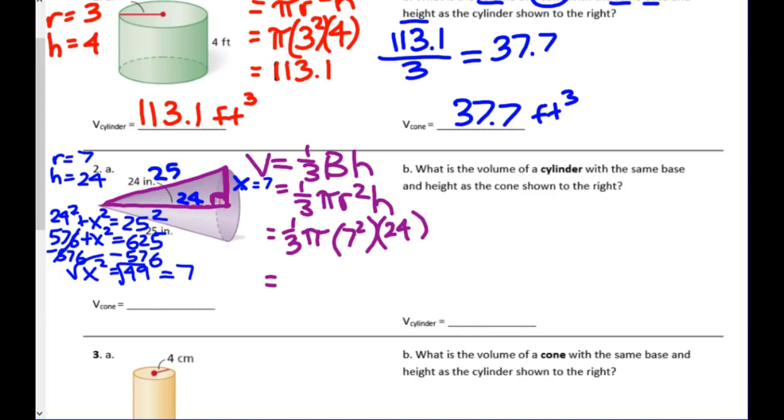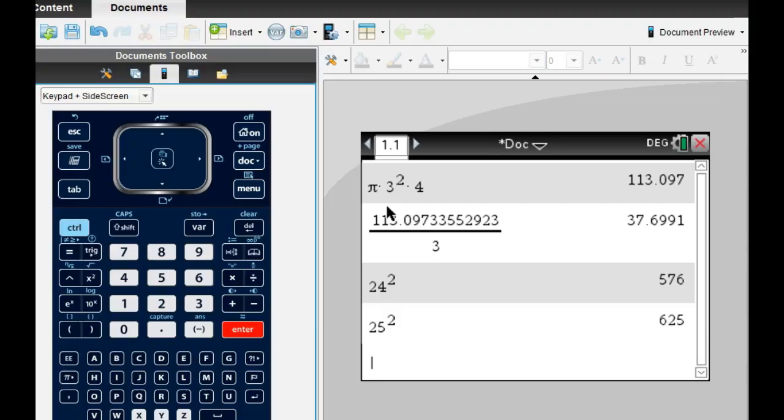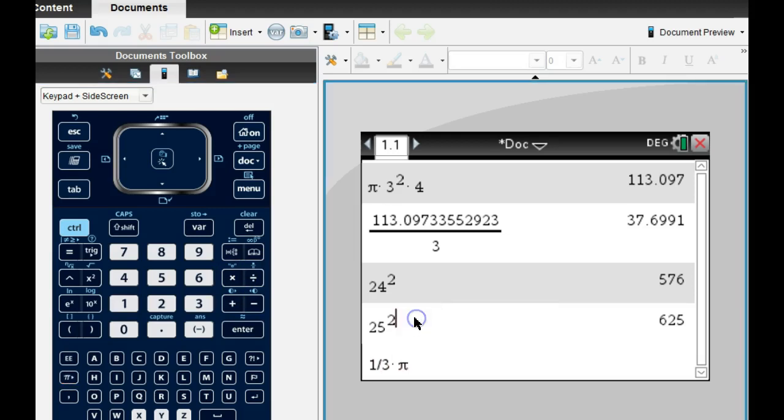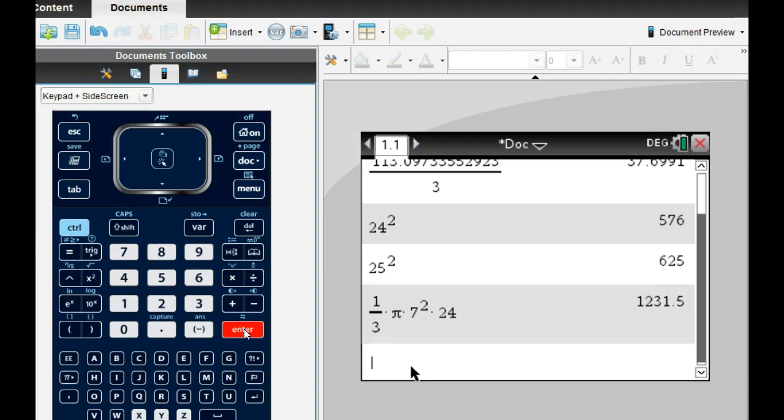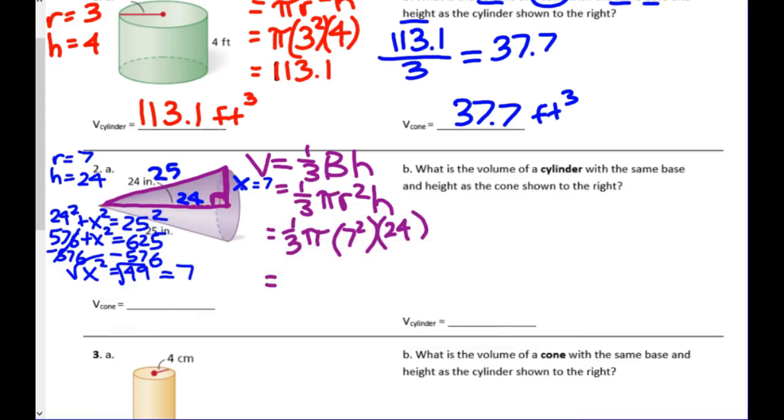So let's do this together. 1/3 pi 7 squared, 1 divided by 3 times pi times 7 squared times 24. And I get 1,231.5. And my units are inches cubed, right? Third power for volume.